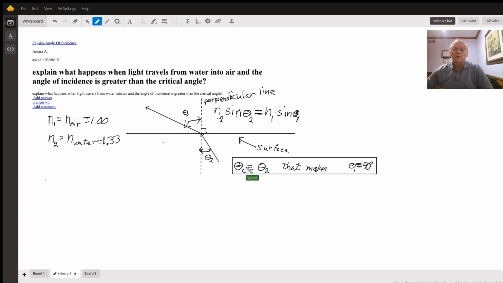The critical angle is defined as the particular angle, theta 2, that makes theta 1 equal to 90 degrees. In other words, that makes the energy run along the surface and not actually be able to get out of the surface. And so the thing that occurs at the critical angle is a total reflectance.